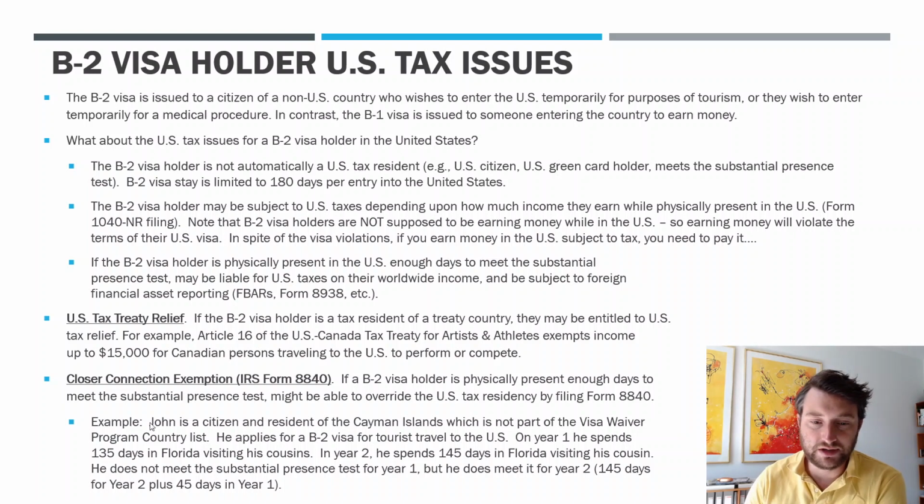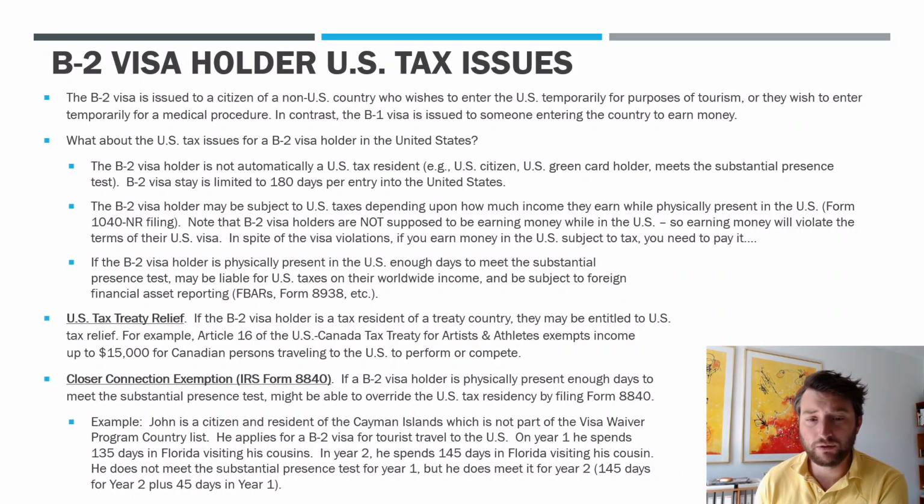So if we look at an example here, we have John. He's a citizen and resident of the Cayman Islands. Now, Cayman's not on the visa waiver program. Again, it's only a list of about 40 countries. So he's got to go through the visa application process. He applies for a B-2 as a tourist, so he's traveling to the U.S. now. Well, he's got family in Florida. So in year one, he spends 135 days in Florida visiting his cousins.